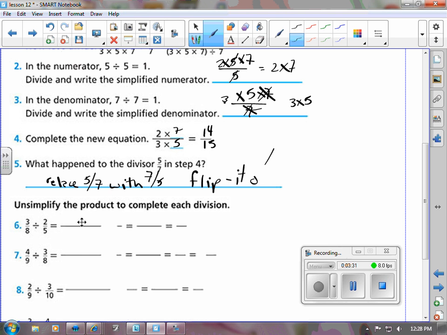So you're going to leave some of this blank here. In fact, we're going to leave this whole little section blank, and I'm just going to come straight over and flip it. So I'm going to do 3/8 times 5/2, which is 15/16. Okay, let's try another one. 4/9 times, remember when we flip it, we change the division to multiplication. You should get 32/27, and then simplify down to 1 whole and 5/27.